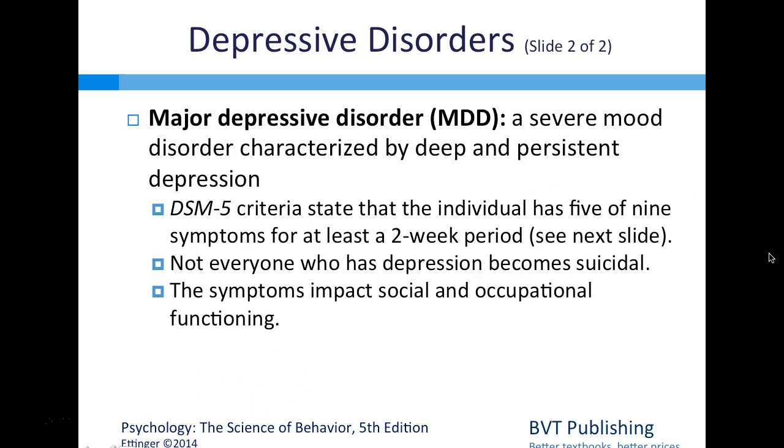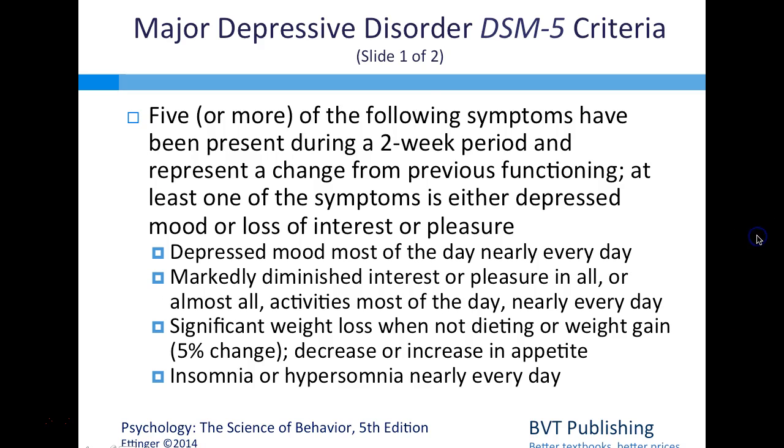So first, we're going to talk about major depressive disorder. This is a severe mood disorder characterized by deep and persistent depression. DSM-5 criteria state that the individual has 5 of 9 symptoms for at least a 2-week period. Not everyone who has depression becomes suicidal, and the symptoms impact social and occupational functioning. Okay, remember that. They have to be causing clinical impairment.